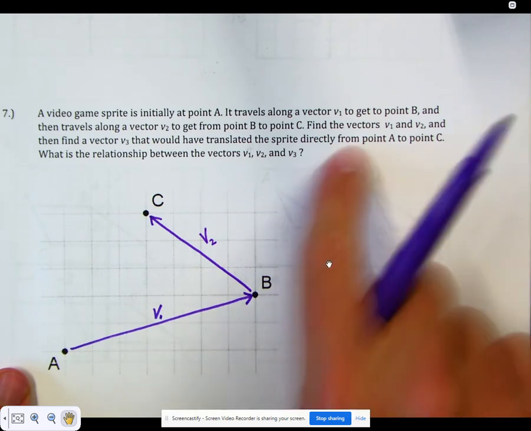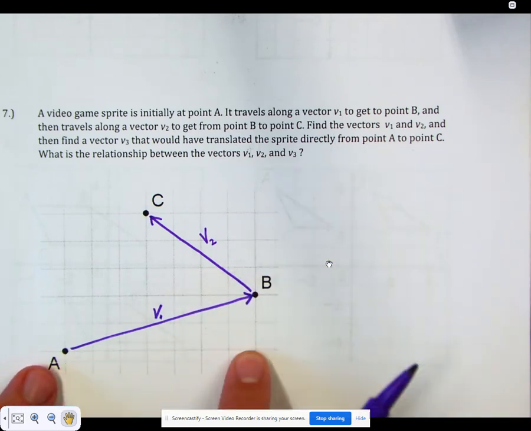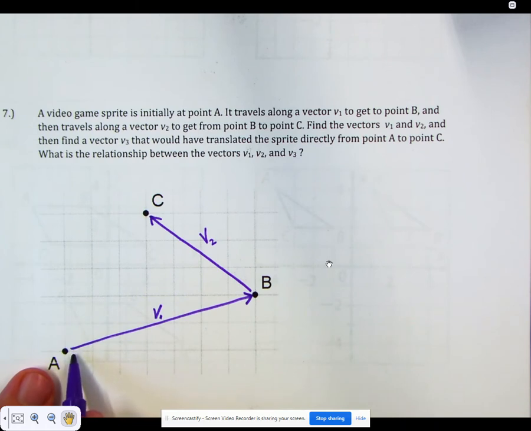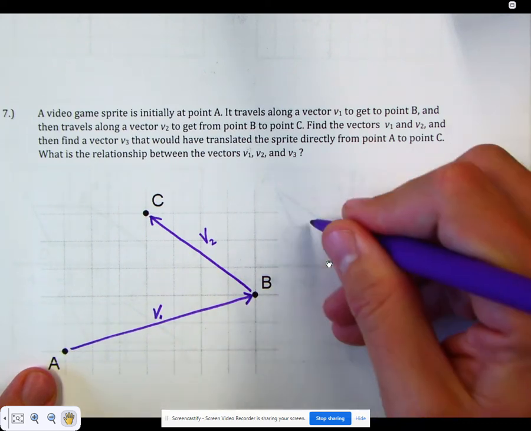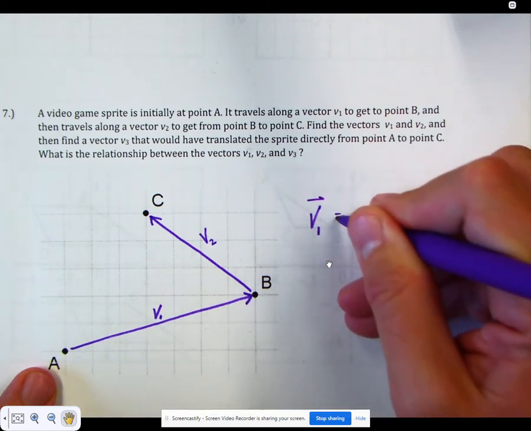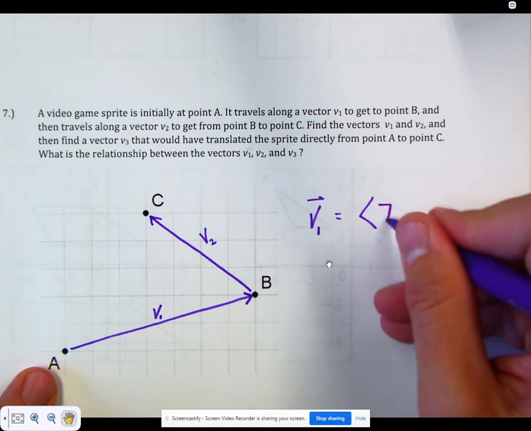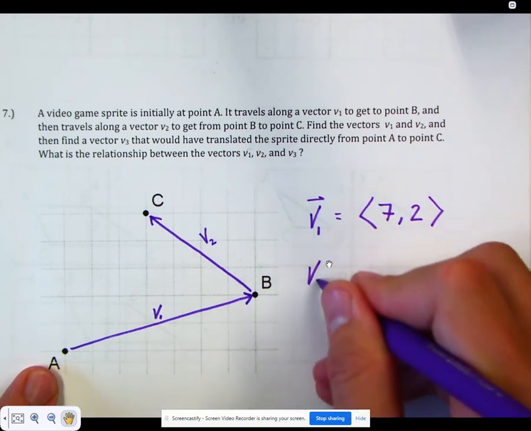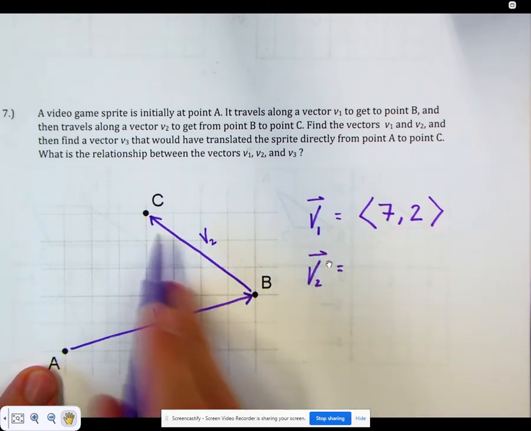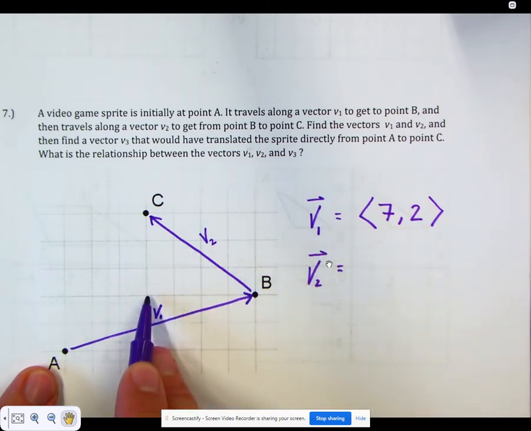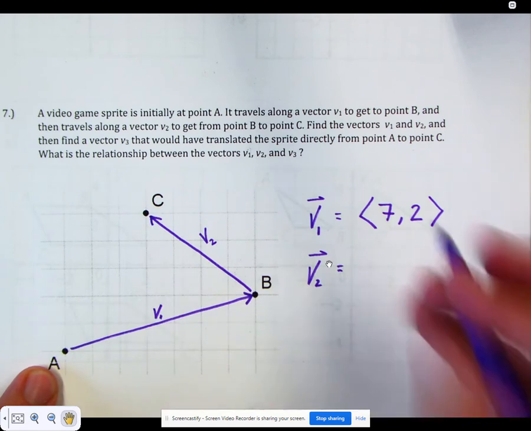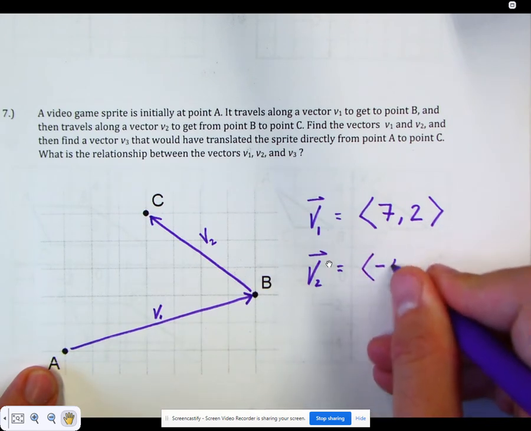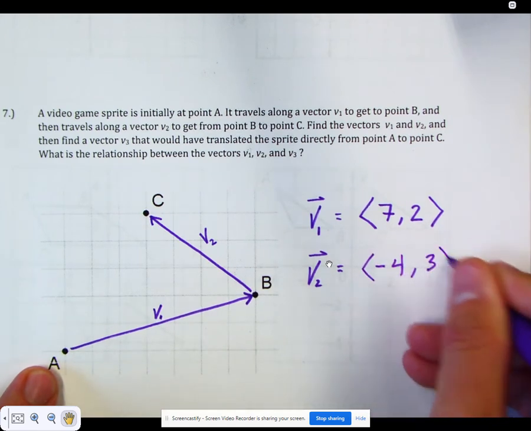So what are these vectors? Let's look at vector v1. How do we write that? Well, we are going over 1, 2, 3, 4, 5, 6, 7, and then up 2. So vector v1 was over 7, up 2. How about vector v2? Well, vector v2 went left 4, up 3. So left 4, up 3.